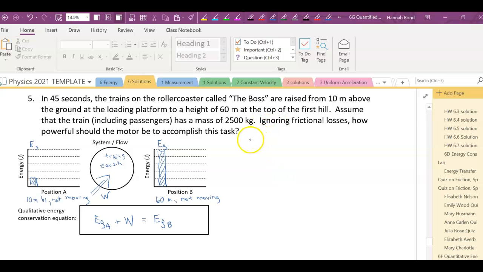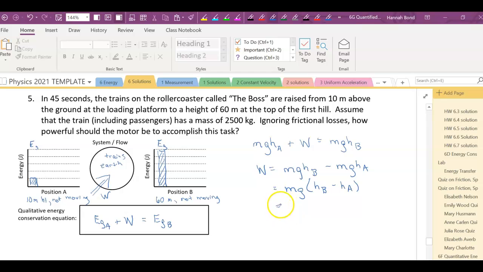Okay, so let's see here. So I have the mg height at A plus the work equals the mg height at B. And so the work is going to equal the mg height at B minus the mg height at A. Let's see, and I can actually factor out mg. And let's plug in now.